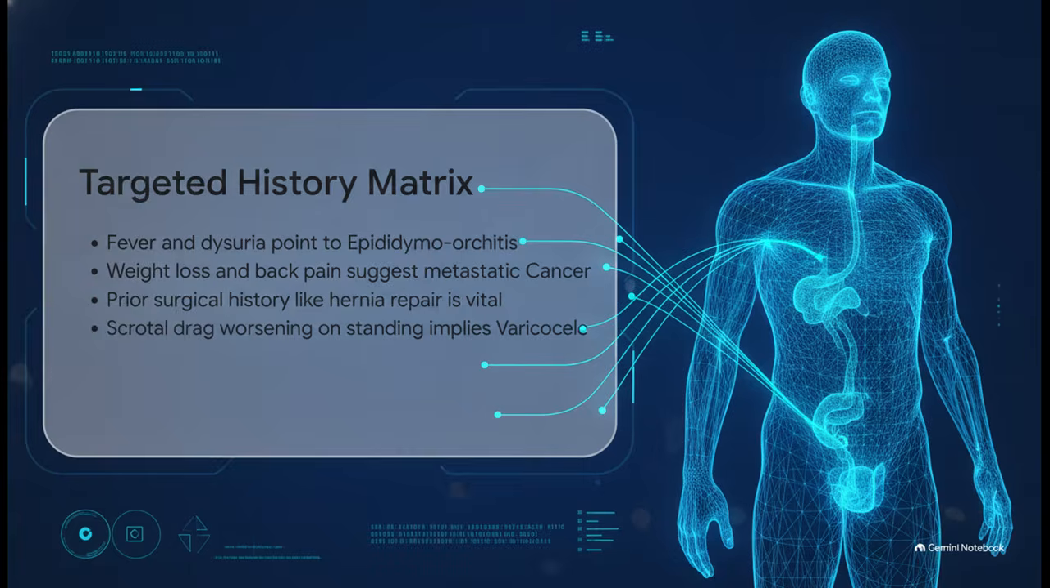You really have to systematically interrogate the history here. Ask about lower urinary tract symptoms, dysuria, or fever, because those scream epididymo-orchitis. Ask about systemic red flags like weight loss, back pain, or gynecomastia, which could point to a metastatic germ cell tumor. Note any prior surgeries, like a hernia repair. And finally, ask if they feel a dragging sensation or a heaviness that gets noticeably worse when they stand up. That perfectly describes a varicocele.